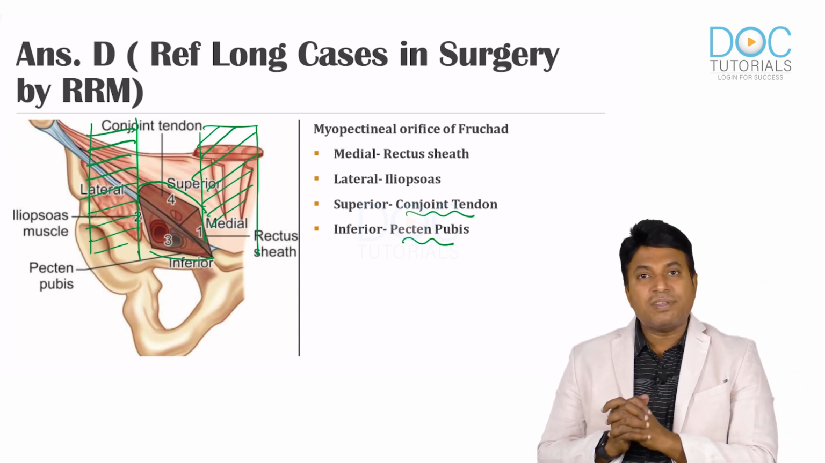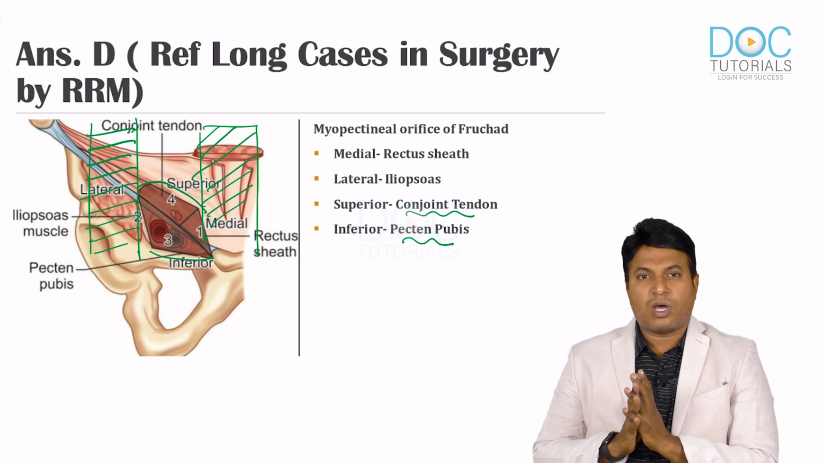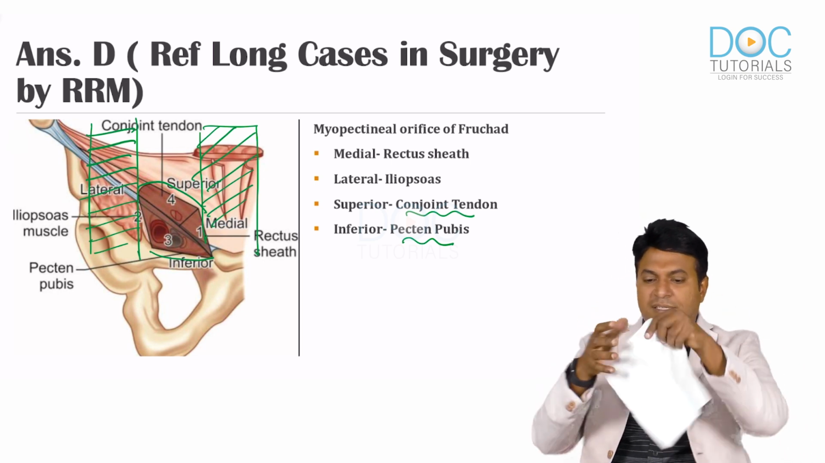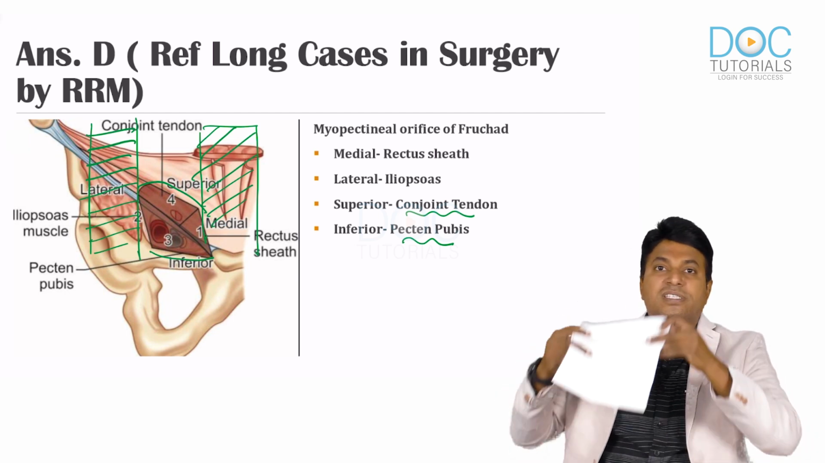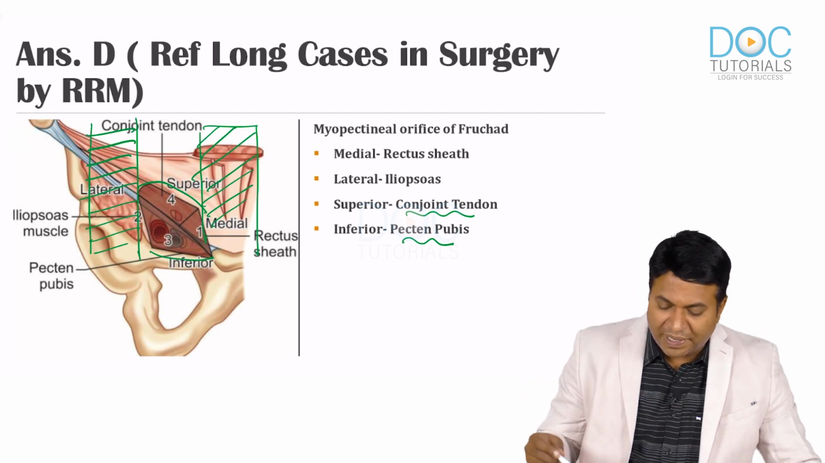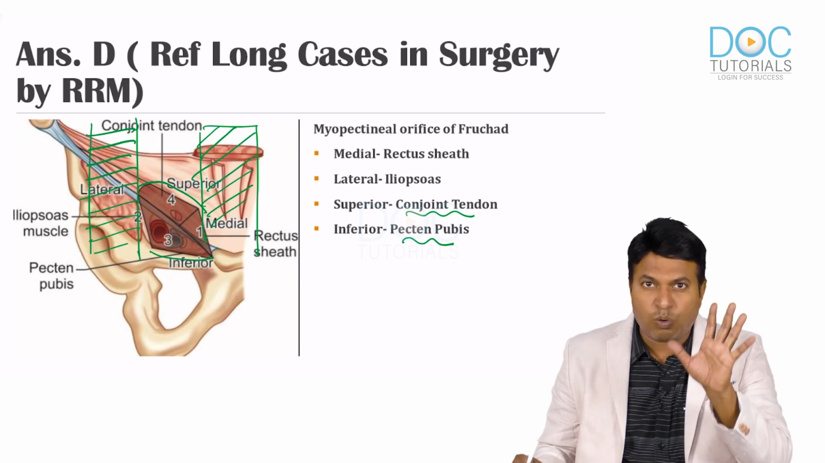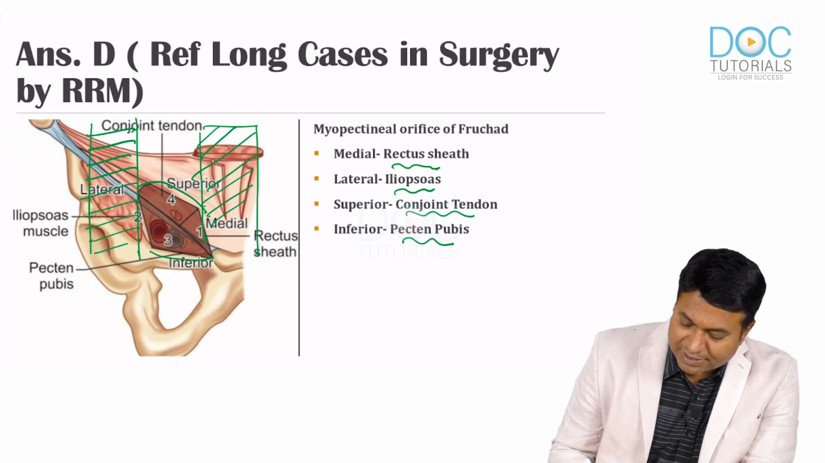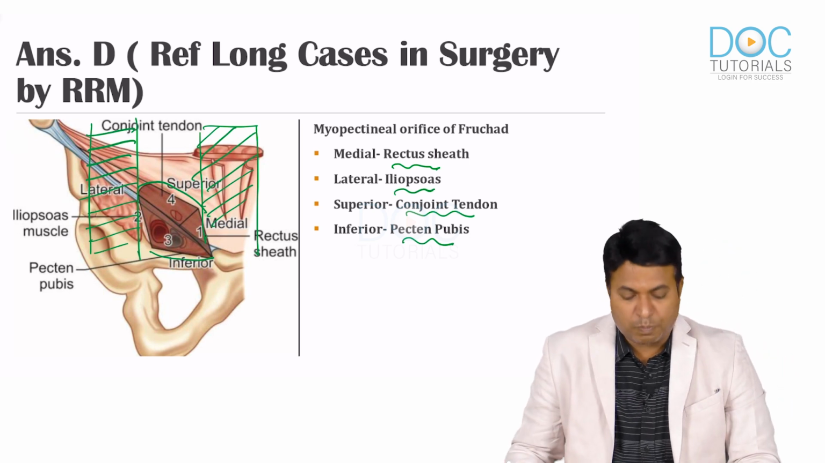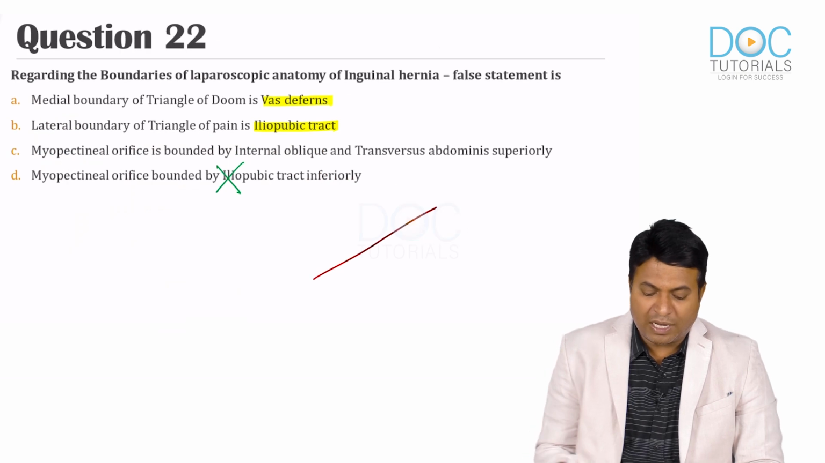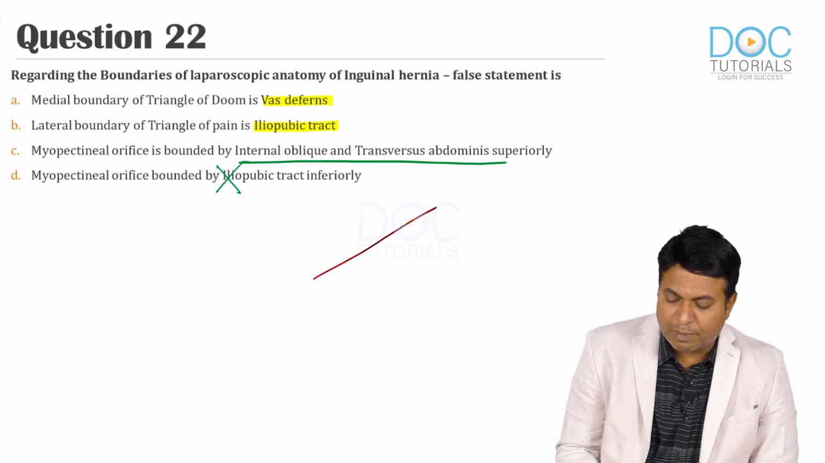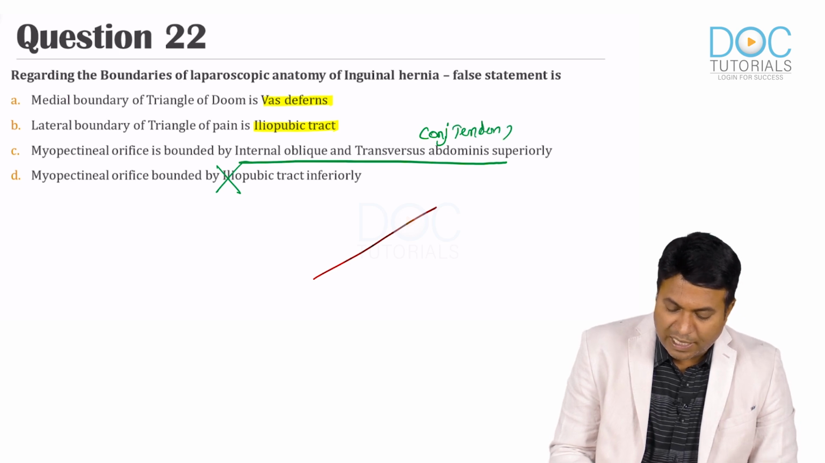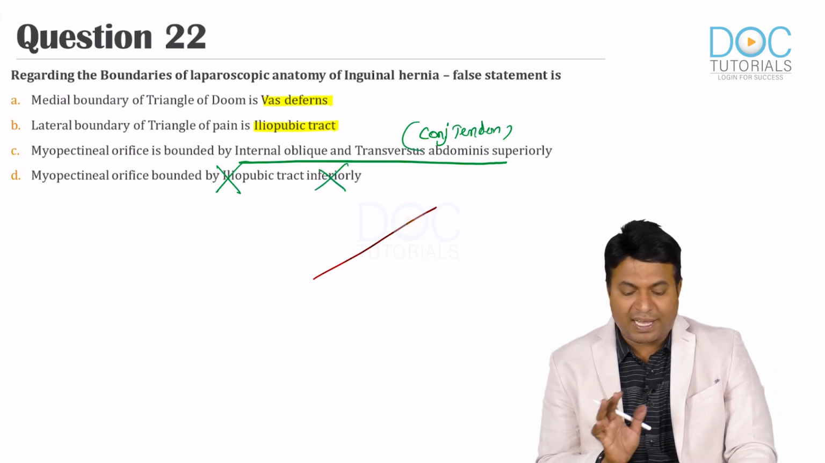So what is the importance of this orifice? The importance of this orifice is, in case of hernia repair, we keep a huge mesh of this much size, closing this myopectineal orifice of Fruchaud only. So it is the anatomical defect which we are closing, bounded by rectus, iliopsoas, conjoint tendon and pecten pubis. So please don't forget this question of myopectineal orifice bounded by internal oblique and transversus abdominis, nothing but conjoint tendon superiorly. Iliopubic tract is not a boundary for myopectineal orifice at all.